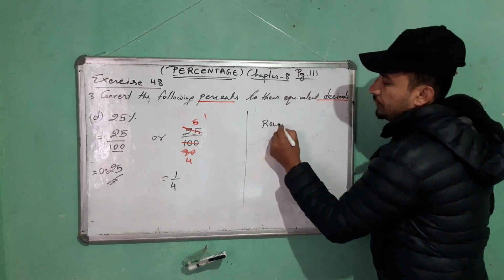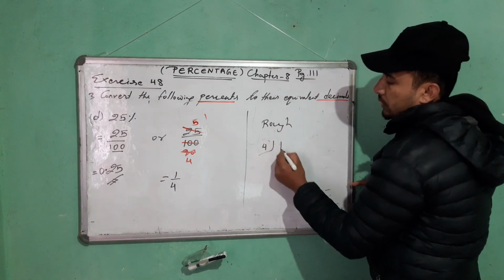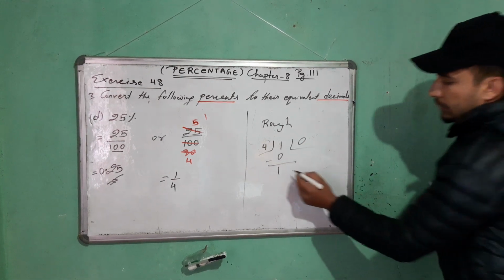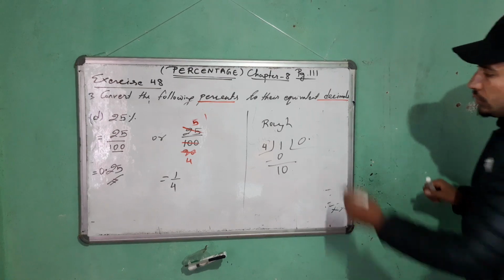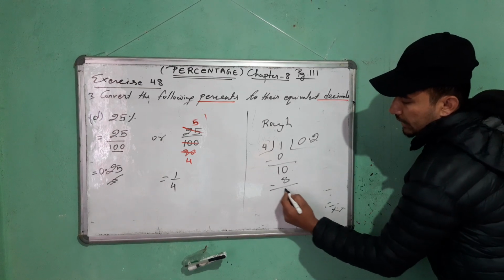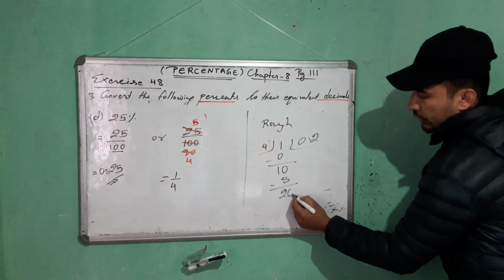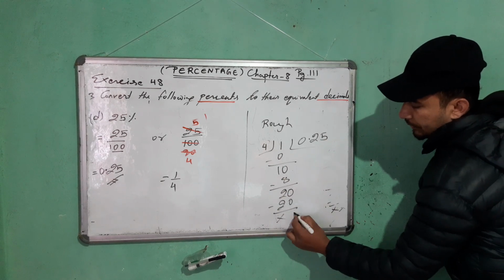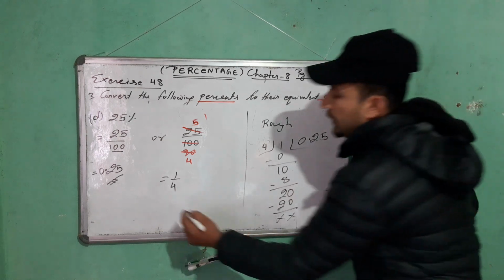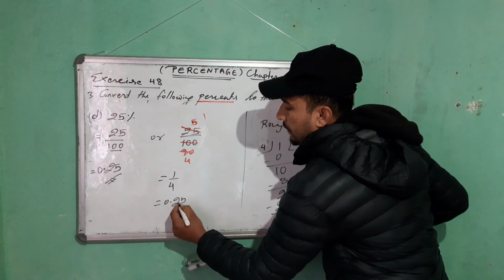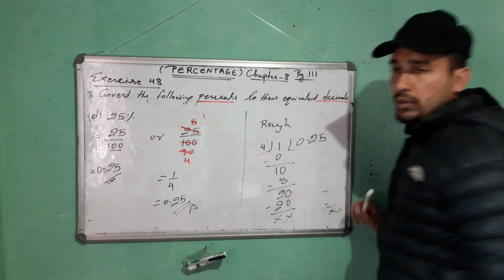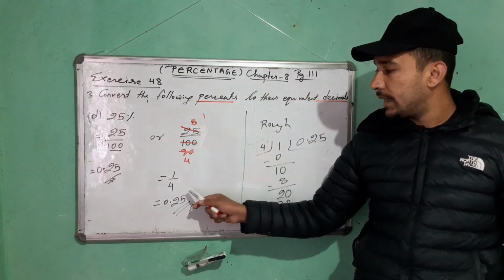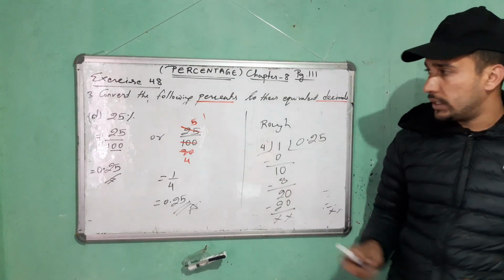Now divide this. Rough work. 4 into 1: 4 zeros are 0, 1 is carried over. So you have to put 0 here and a point here. 4 2s are 8. Subtracted, 2. Again you put 0. 4 5s are 20. Subtracted. So it is 0.25. This is how you have to do. You can simply follow this process, or you can first cancel it and then do the division work. It is up to you.